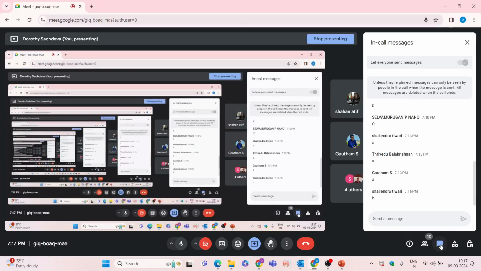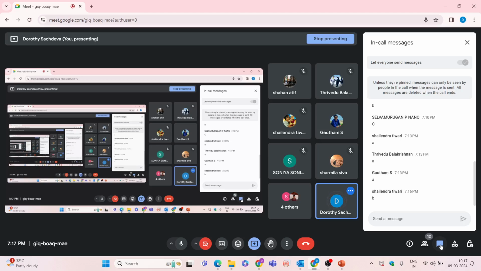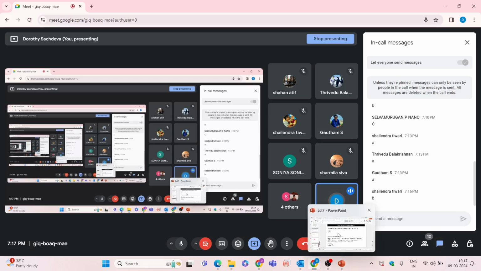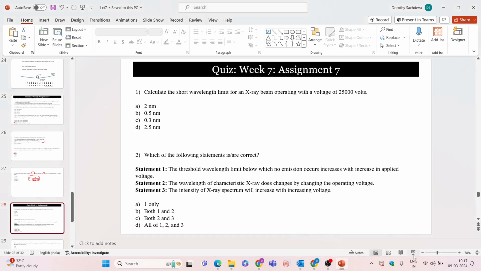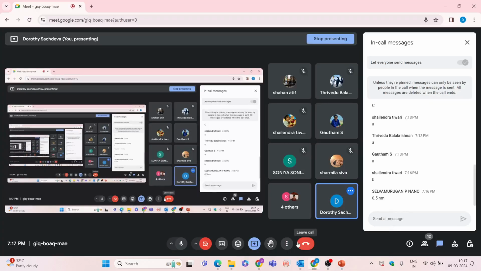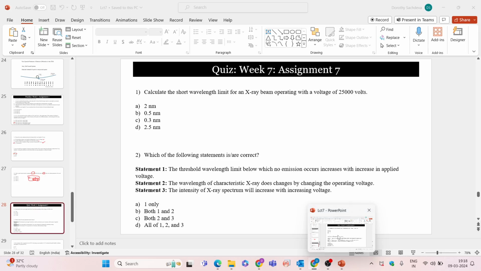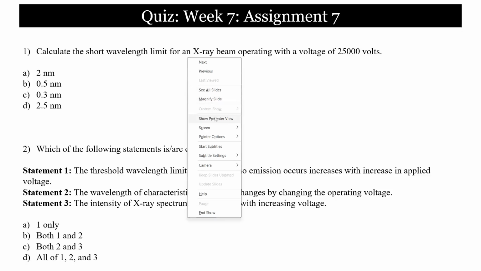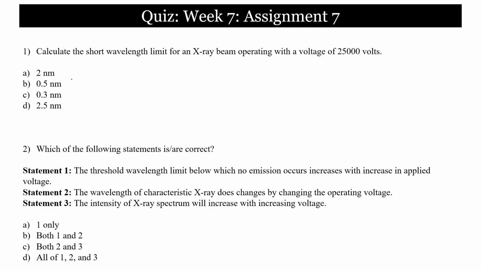Shell says this is option B. Option B is 0.5 nanometer. Yes, he is completely correct. Anybody else have tried? Okay. Yes, so the correct answer for this question is option B, which is 0.5.